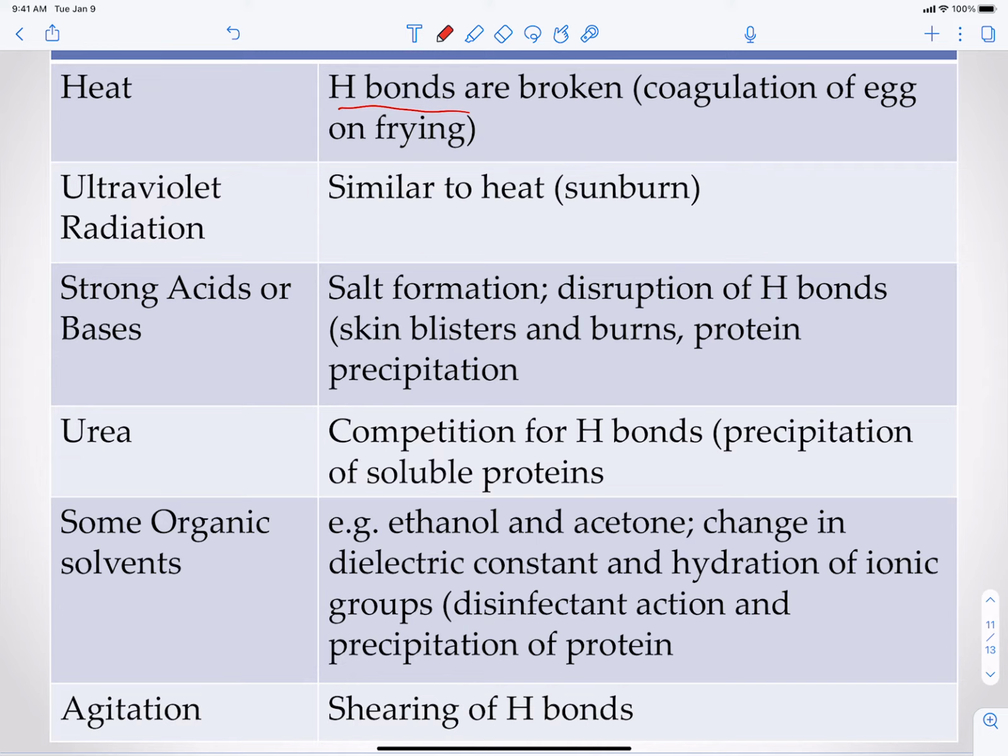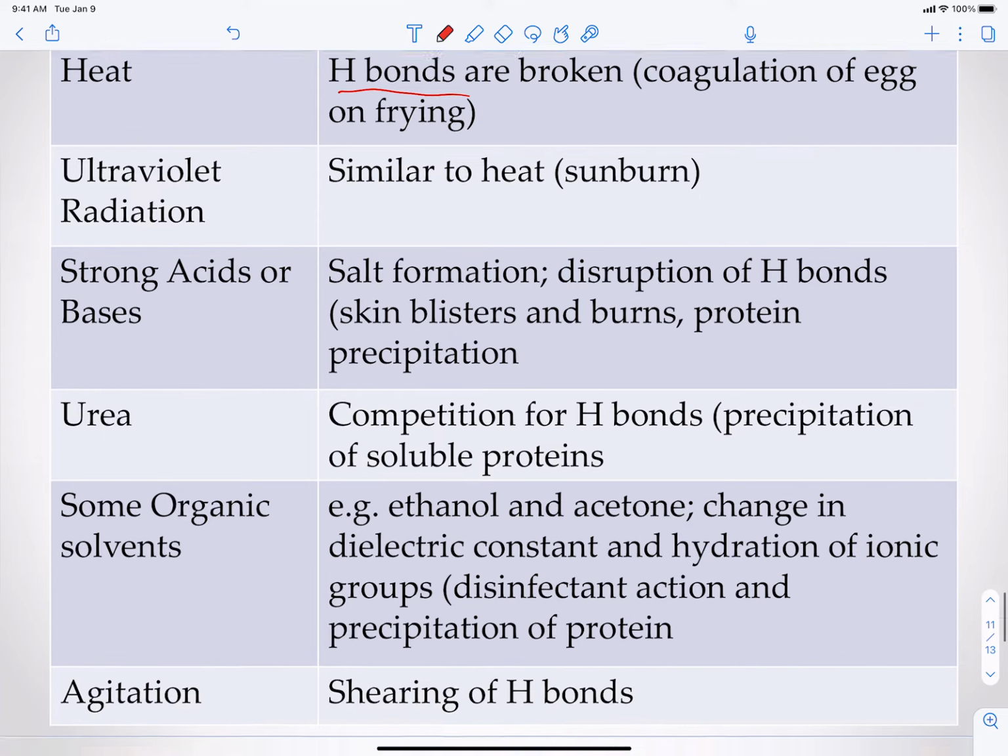UV, ultraviolet radiation, is going to have a similar effect as heat. Strong acids or bases, you're going to have disruption of hydrogen bonds, salt formation, etc. Urea, again, going back to hydrogen bonds. Organic solvents are going to change dielectric constants and hydration of ionic groups. So again, those side groups in those tertiary structures are going to be affected. And agitation, again, gets back to hydrogen bonds.